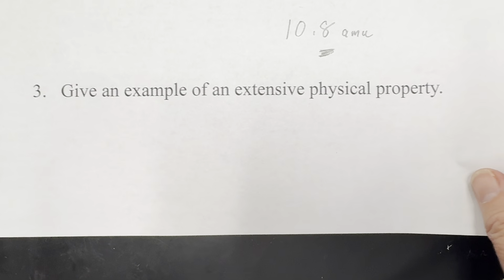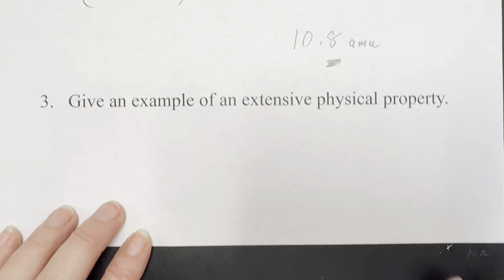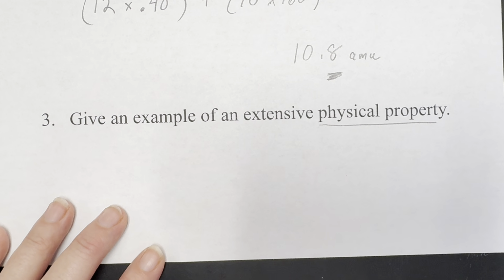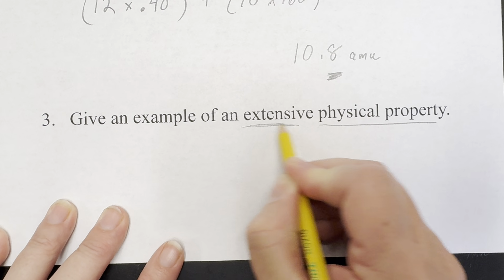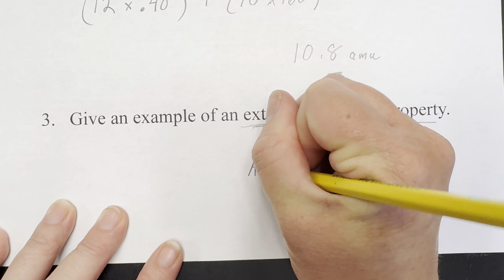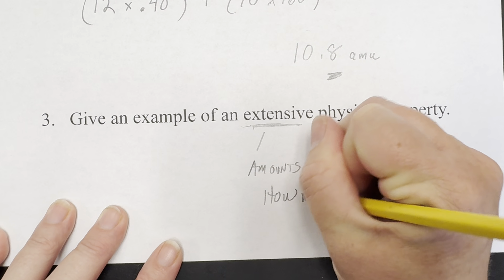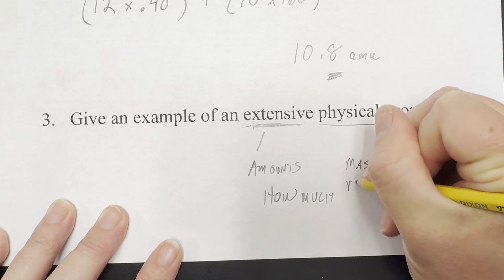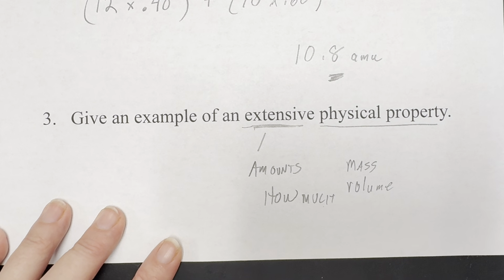All right, number 3. Give an example of an extensive physical property. So this is prime stuff that we can ask in a multiple choice question. All right, so a physical property, remember, is a property that does not change what that substance is. And when I say that it is extensive, that has to do with amounts. All right, how much you have. So this could be something like mass, volume. All right, those are all extensive properties, okay?